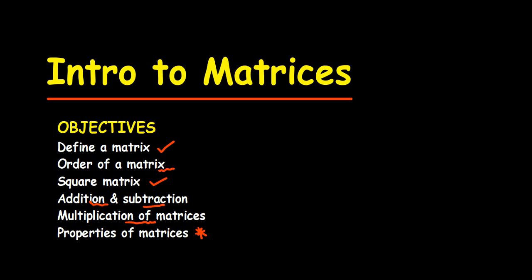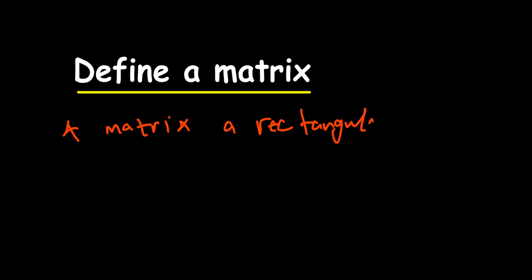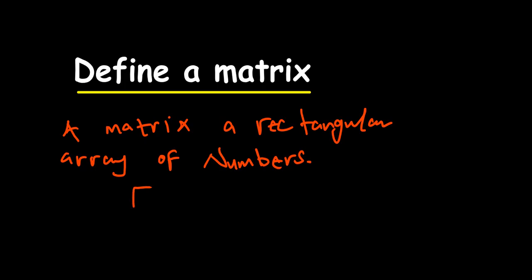So we begin with the definition. We are seeing the question there: define a matrix. A matrix is simply a rectangular array of numbers. So this is the definition of what a matrix is. Meaning it can be represented in this form.